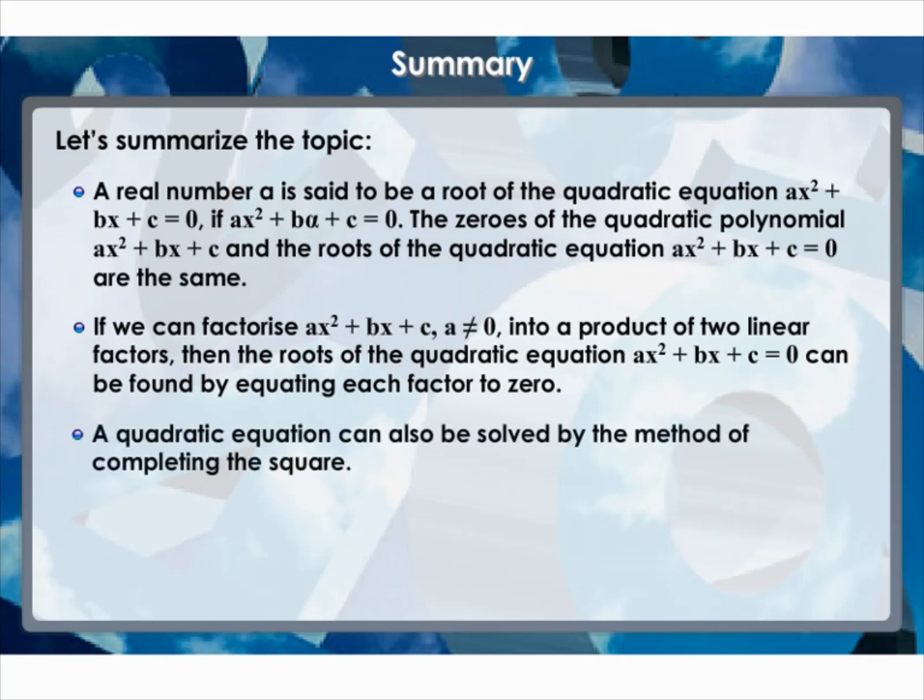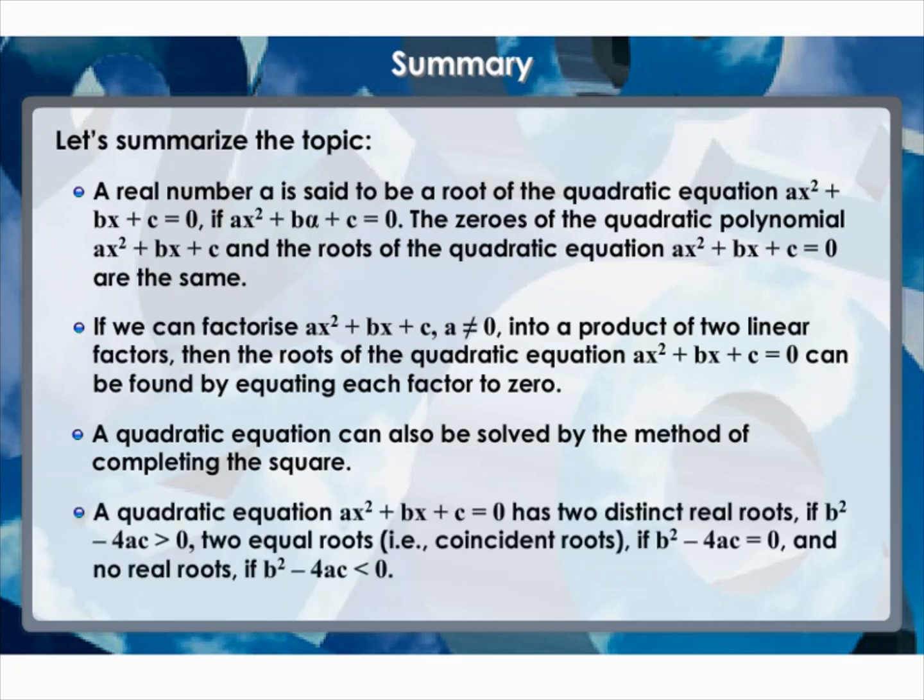A quadratic equation can also be solved by the method of completing the square. A quadratic equation ax square plus bx plus c equal to 0 has two distinct real roots if b square minus 4ac is greater than 0. Two equal roots, that is coincident roots, if b square minus 4ac is equal to 0, and no real roots if b square minus 4ac is less than 0.